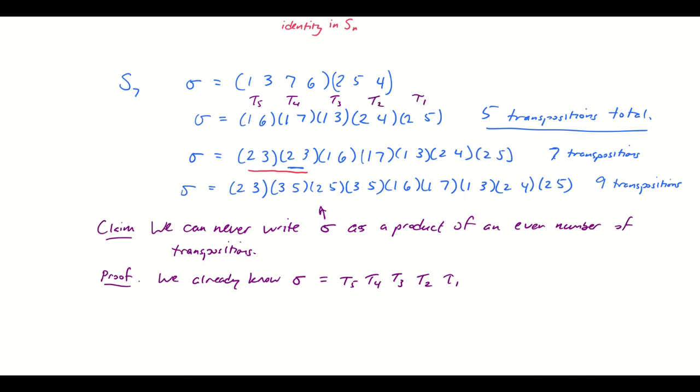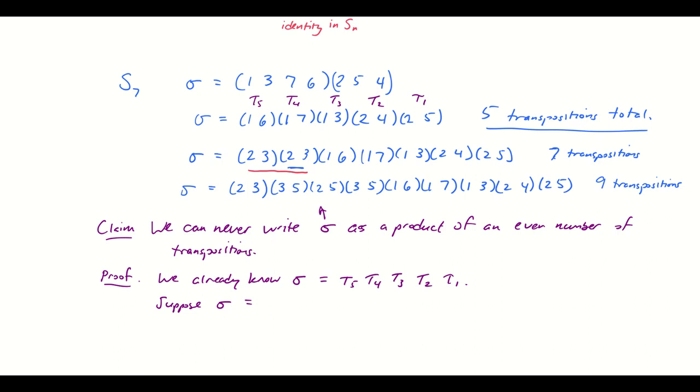Remember, I'm numbering in this order because when we compose transpositions, we always start with the one on the right by convention in this course. Okay, so let's suppose that sigma is equal to some other product of transpositions.